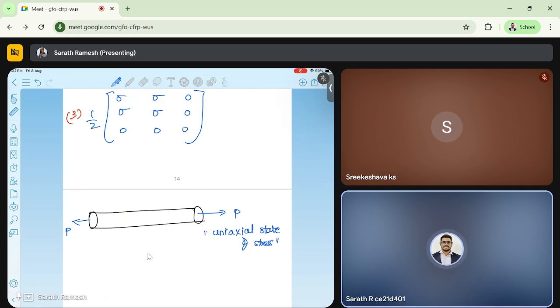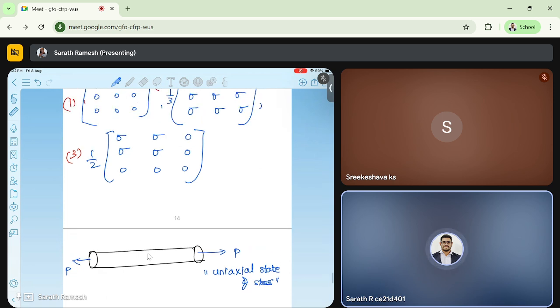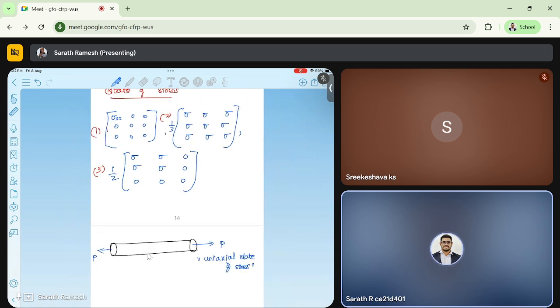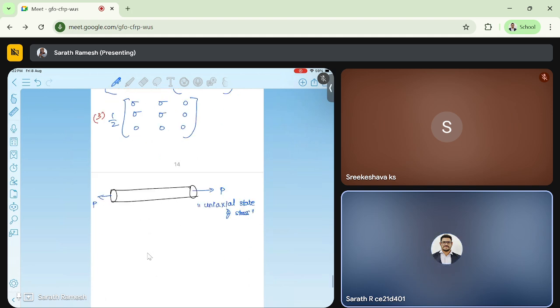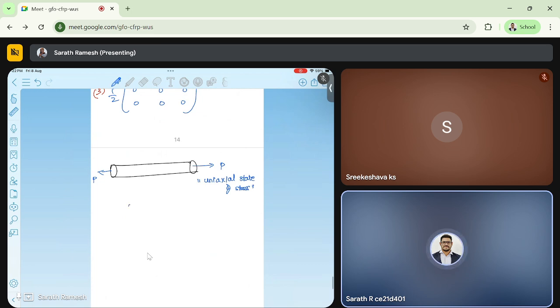Now, suppose someone is asking which of these three stress tensors represents this uniaxial state of stress: option 1, option 2, or option 3? So far, before joining this course, we would have directly said sigma xx, 0, 0, the first option, because of course only sigma xx is there and all the other components are 0.